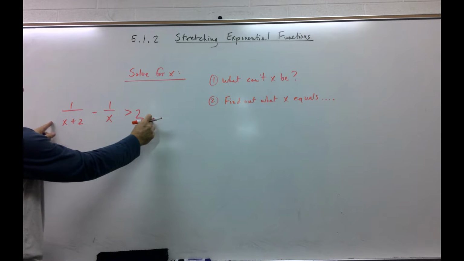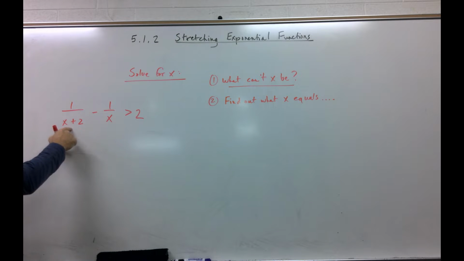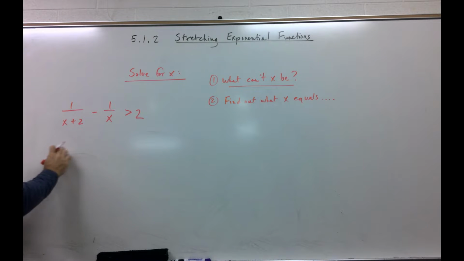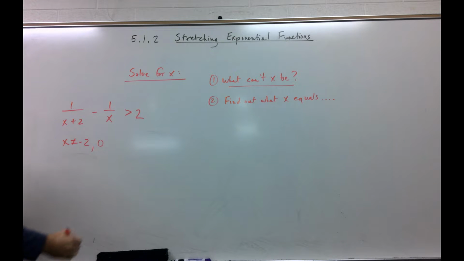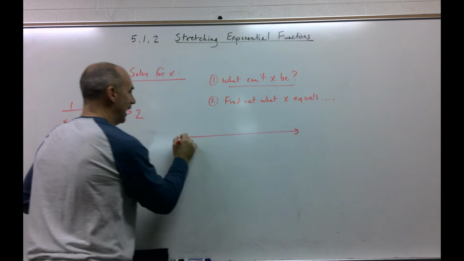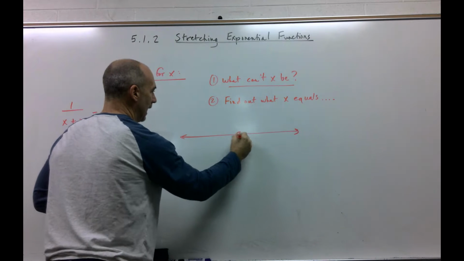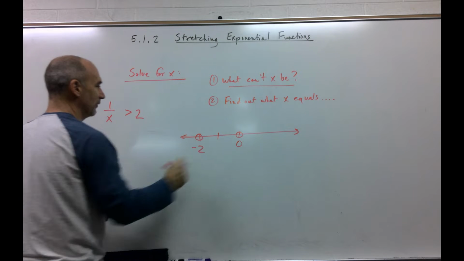So here we got an inequality. Better look at what x cannot be. I look at this and I say, hey, x cannot be negative 2. I look at this, x cannot be 0, because you can't have zeros in your denominator. So we're going to attack this problem by saying, hey, x cannot be 0, x cannot be negative 2.